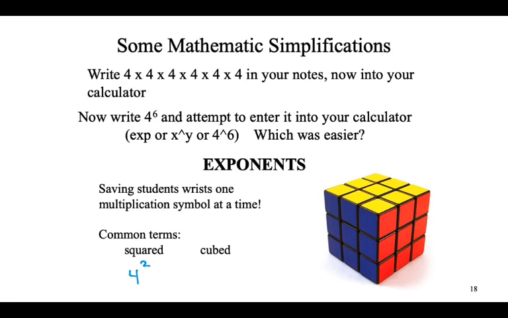Cubed. Length times width times height. There's 3 different things. That's why it's cubed. That's where those things are coming from.